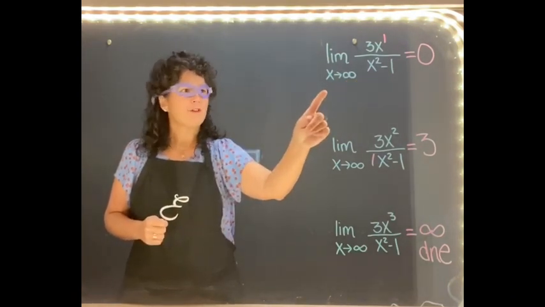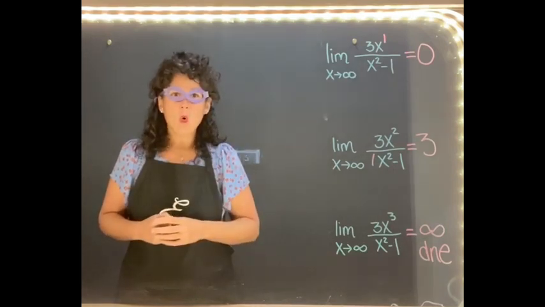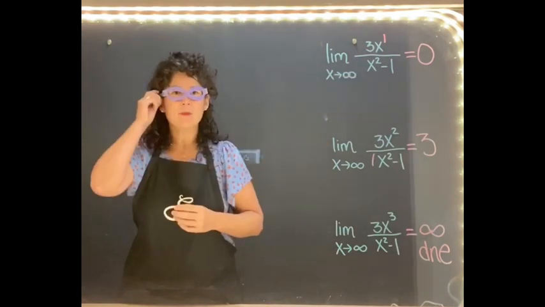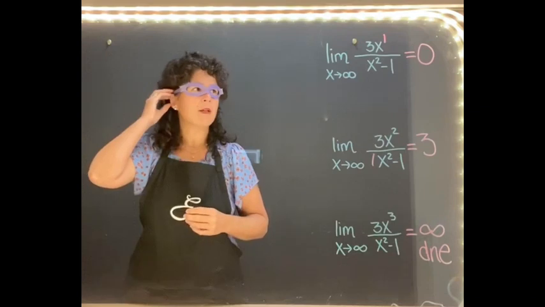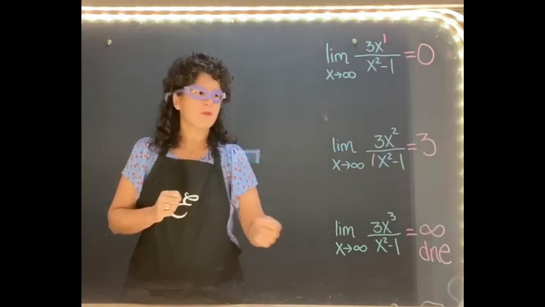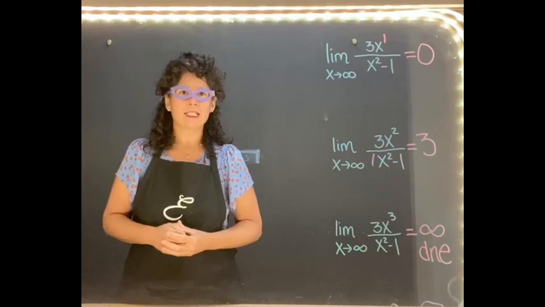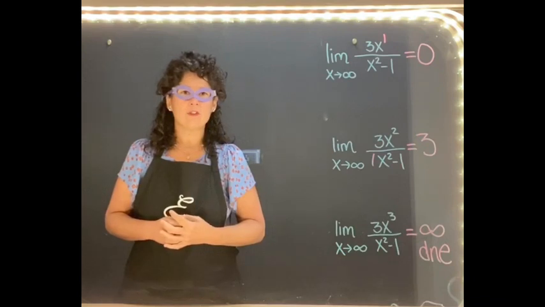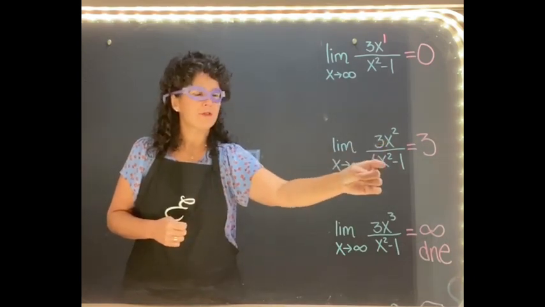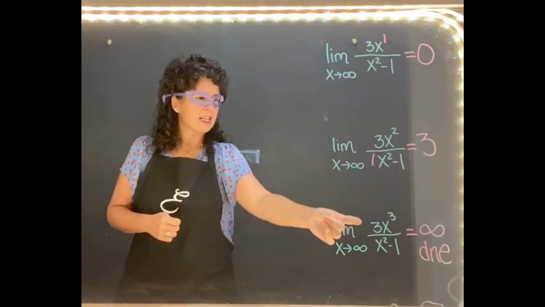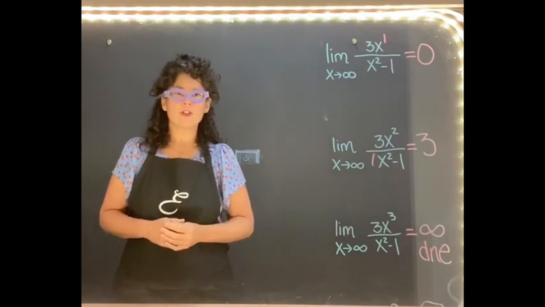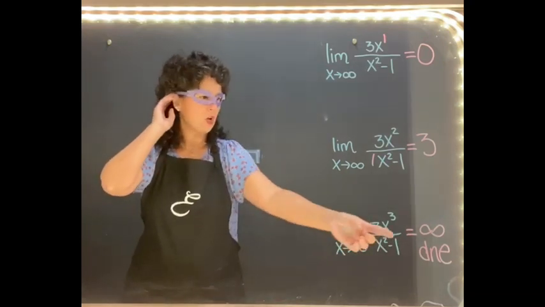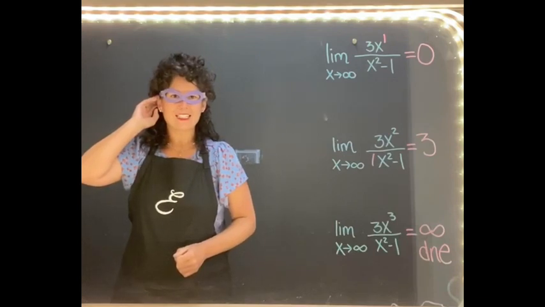So if we are finding the limit as x approaches infinity or negative infinity of a rational function, and the degree of the numerator is smaller than the degree of the denominator, then our answer is 0. If the degree of the numerator and denominator are the same, well then the answer is a fraction of the leading coefficients, those numbers that are directly in front of the highest degree. And then if the degree of the numerator is larger than the degree of the denominator, well then we don't have a horizontal asymptote, so the limit does not exist.